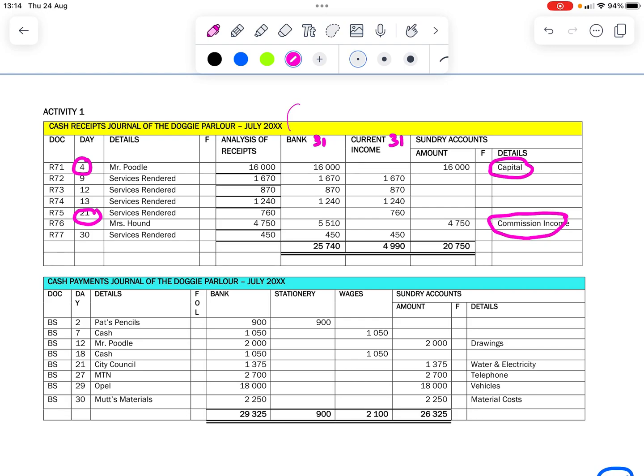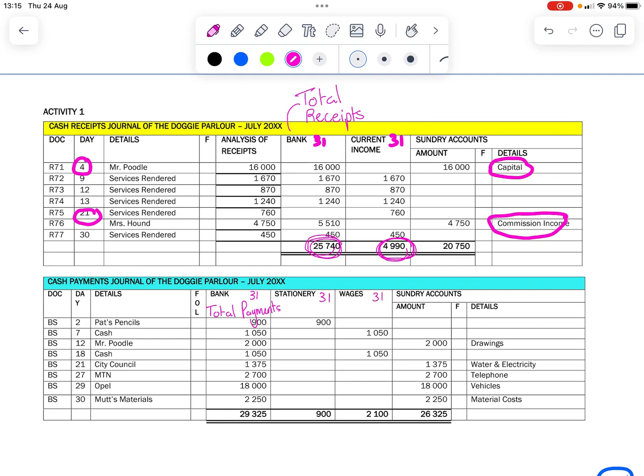Bank, in the CRJ, we call total receipts. That is all the money that we received. And we use the total of the bank column. The same thing when we get to current income, we will use the total, 4,990. But I'll work through those with you. We get to bank in the CPJ, where we call it total payments. Just the opposite. Okay, it's got its own column, so we can use the last day of the month, along with stationery and wages.